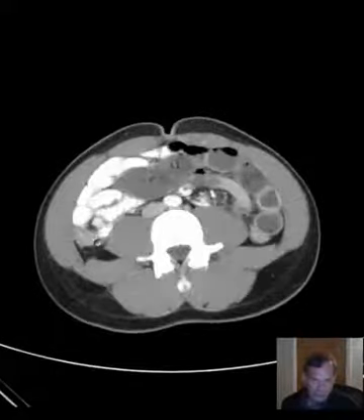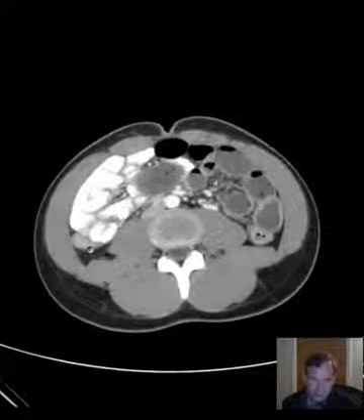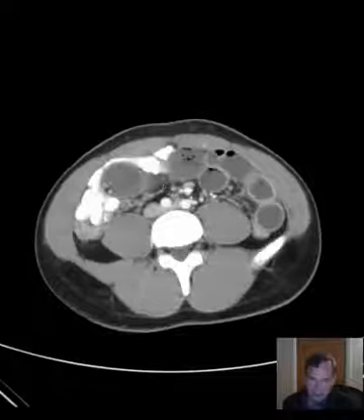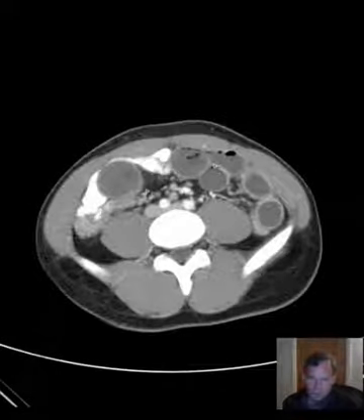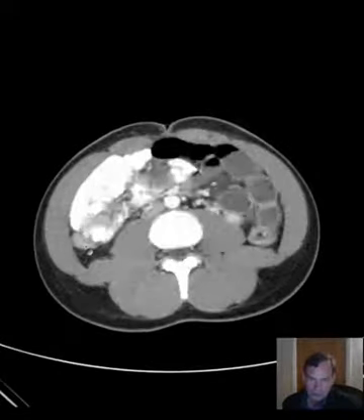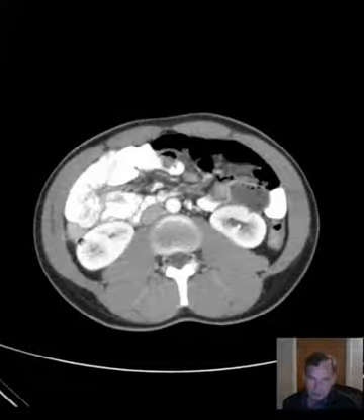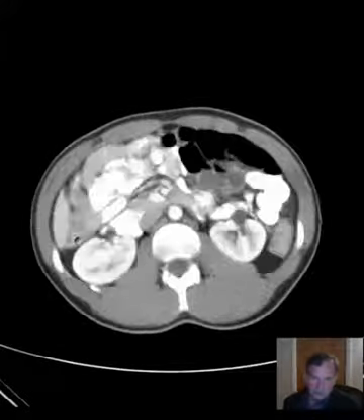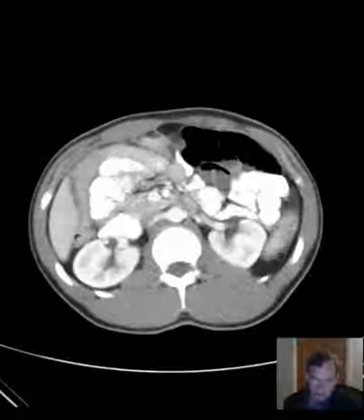You don't see any air or stool in it, which is exactly what you would expect to see if there's a small bowel obstruction. And this looks very much like small bowel, and we have the confirmation of very reduced caliber of the colon. So this is a small bowel obstruction. I can tell you that right now.